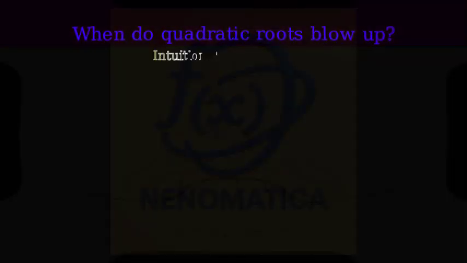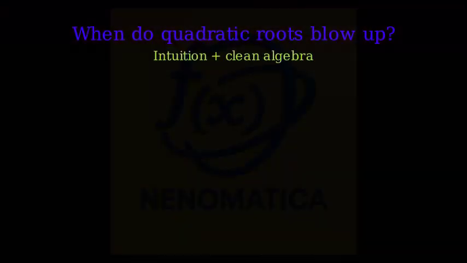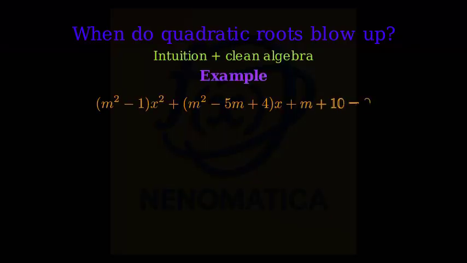In this lesson, we will use a helpful theorem about quadratics to decide when both roots blow up to infinity. Here is our example. We are given (m squared minus 1) x squared plus (m squared minus 5m plus 4) x plus m plus 10 equals 0. Our goal is to find all m for which both roots tend to infinity.